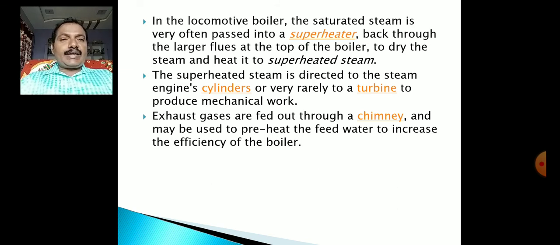So exhaust gases are fed out through a chimney and may be used to preheat the feed water to increase the efficiency of the boiler.